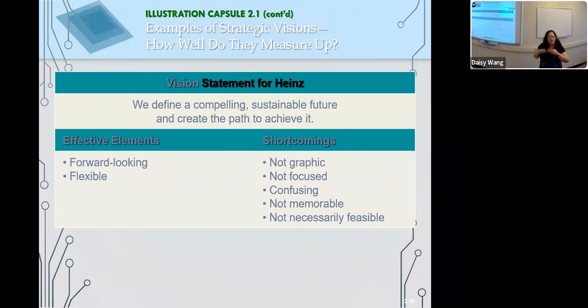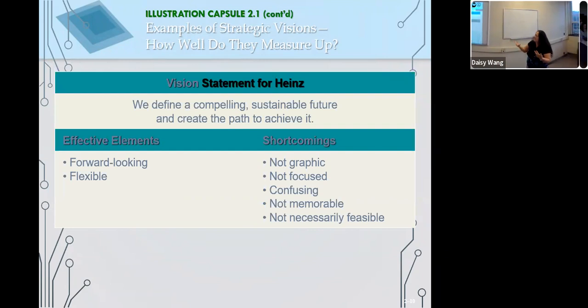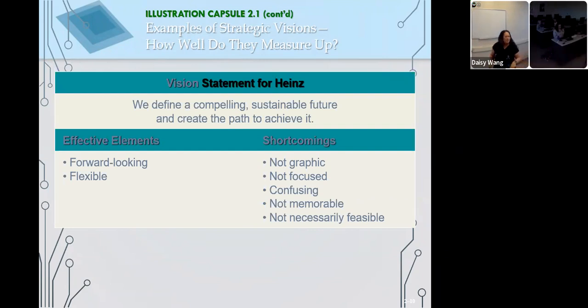I mean, even for ESU, we can say we define a compelling sustainable future and create a path to achieve it. Even though it's really short, I can't even memorize it, right? So this is too vague, okay? A little bit too confusing, even though it's very short, but still not easy to memorize. It's not memorable. It's too vague to me, okay? But definitely very short. So that's a vision statement.